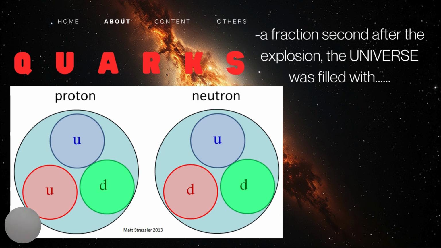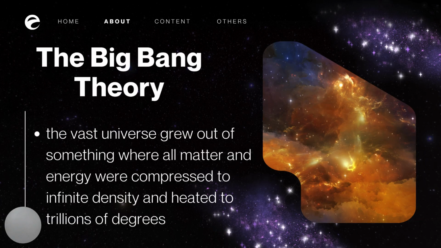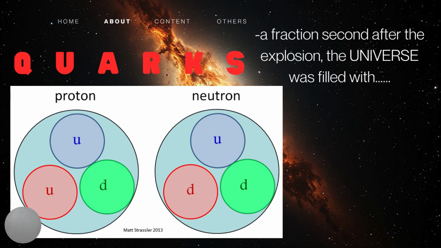So, a fraction of a second after the explosion, after the blast, the universe was filled with quarks that combined to form protons and neutrons. Okay, let's go back here. At first, the matter and energy were compressed to infinite density and heated to trillions of degrees. And then after a second, after the explosion, the universe was filled with quarks.